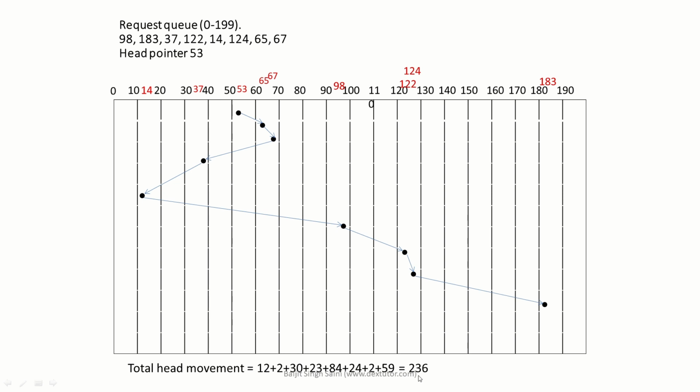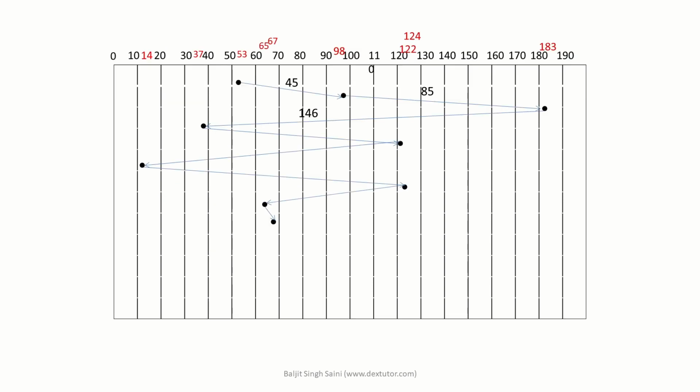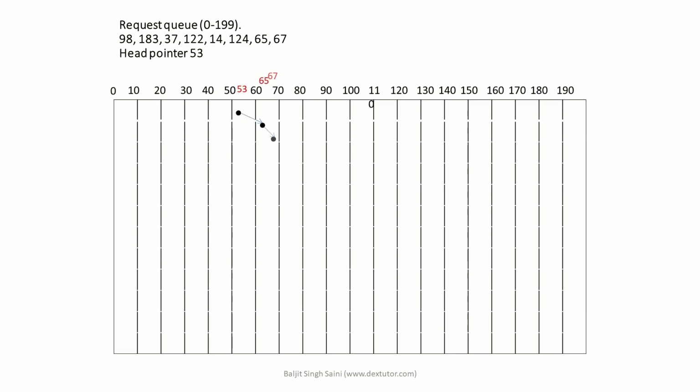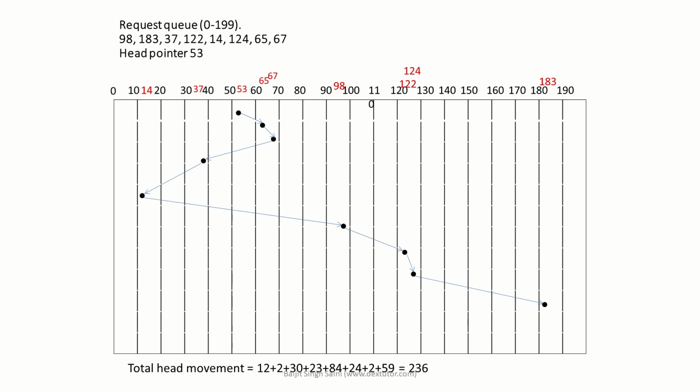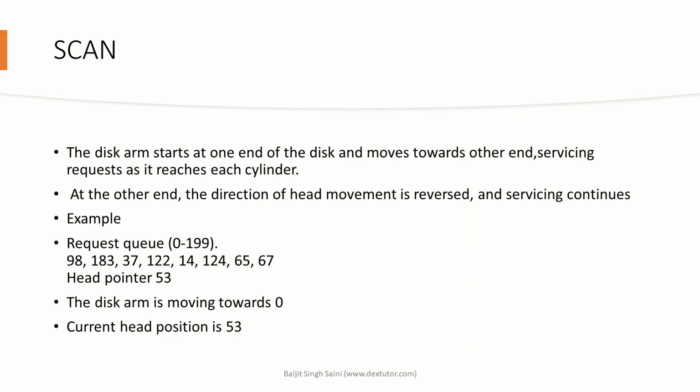As in the previous slide it is 640, and in SSTF it is 236. We can see a lot of difference between the total head movements. The next is the SCAN algorithm. In the SCAN algorithm, the disk arm starts at one end of the disk and moves towards the other end, servicing requests as it reaches each cylinder. Then at the other end, the direction of head movement is reversed.